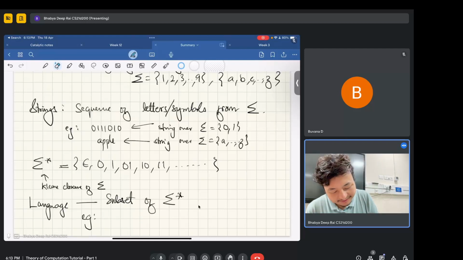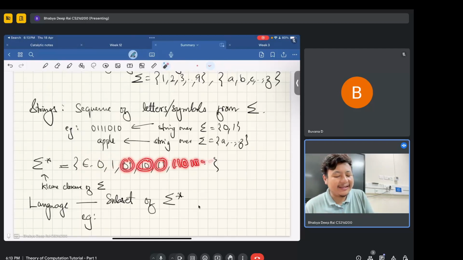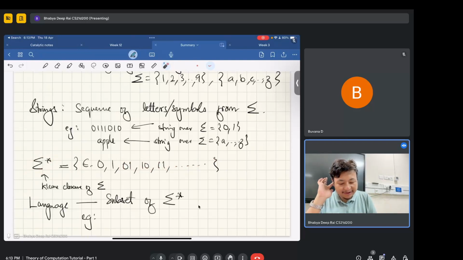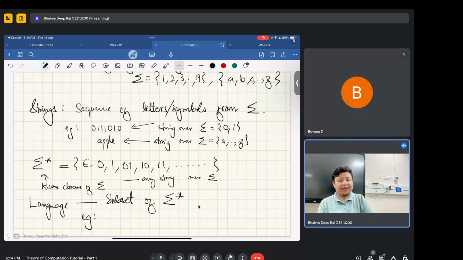So here in the example, we have sigma, we have epsilon, which means I pick nothing. Then I have 0, then 1, then 00, 01, 10, 11, 000, and so on. Anything you can form from sigma is basically sigma star. Now what is the language? Sigma star is any string over the alphabet sigma, including epsilon, the empty string.